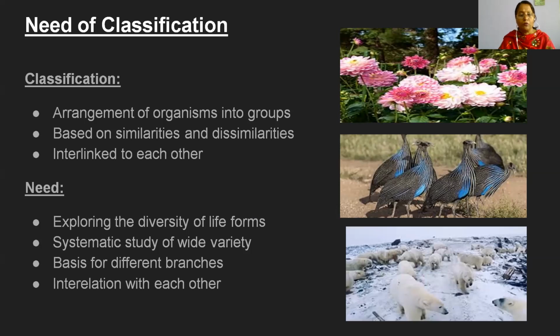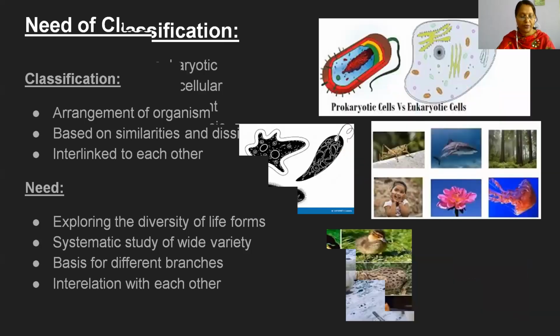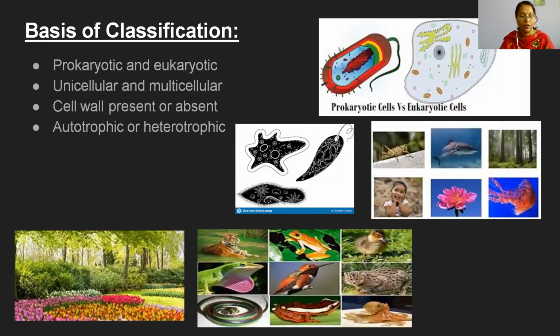Now, what is the basis of classification? The Greek thinker Aristotle classified animals according to whether they lived on land or in water or in air. But this has limitations. For example, we see that in the sea, different animals like shark, whale, dolphin, crab, starfish are living. In fact, they are different from each other.